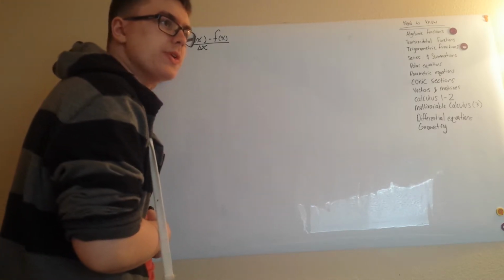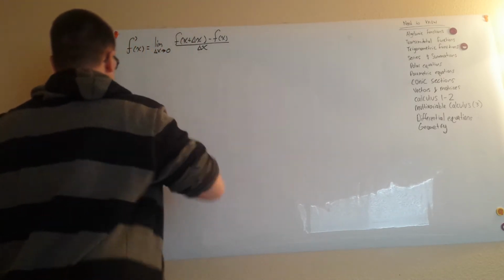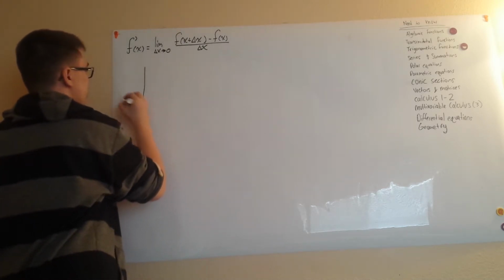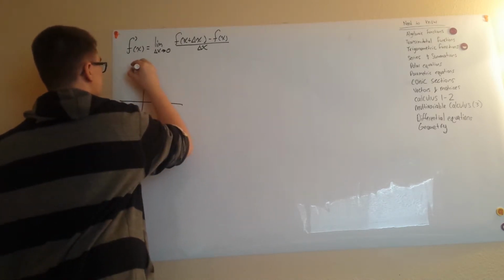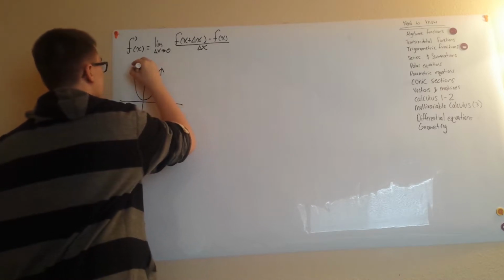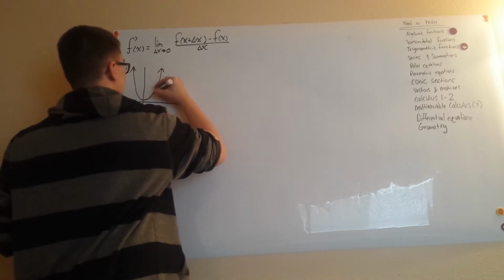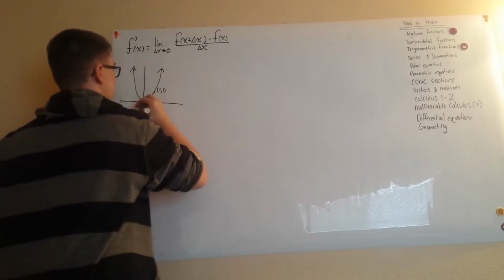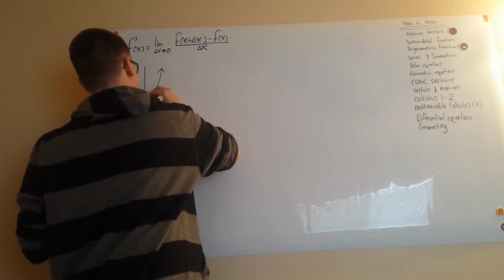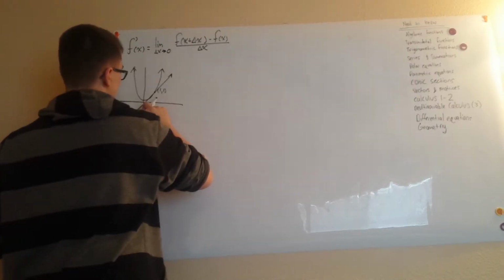Let's do some problems with this. Let's use our good old buddy, x squared. This is the point (1, 1), and I want to find the equation of the tangent line.